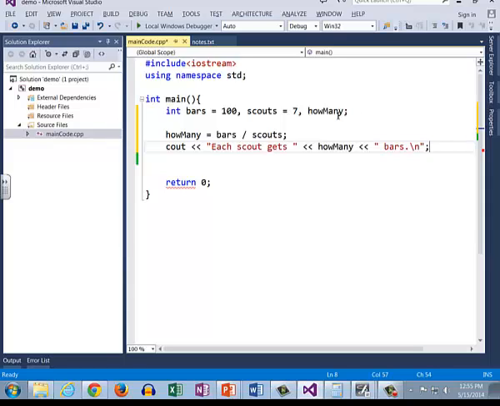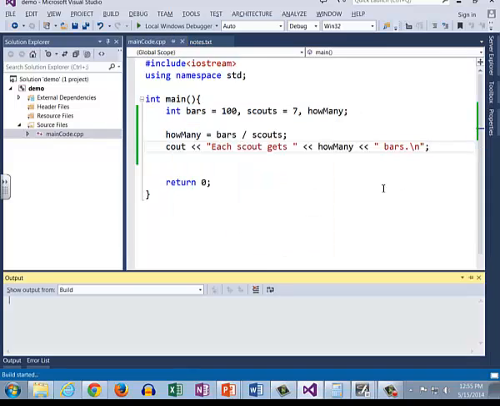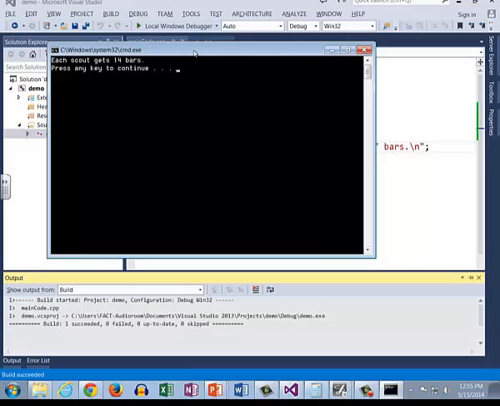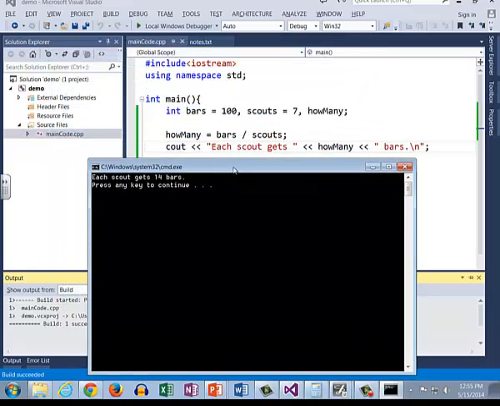All right, so let's see how this works. Let's see how many we get. Now, those of you who've been to camp before already have figured this out in your head, right? Each scout gets 14 bars.